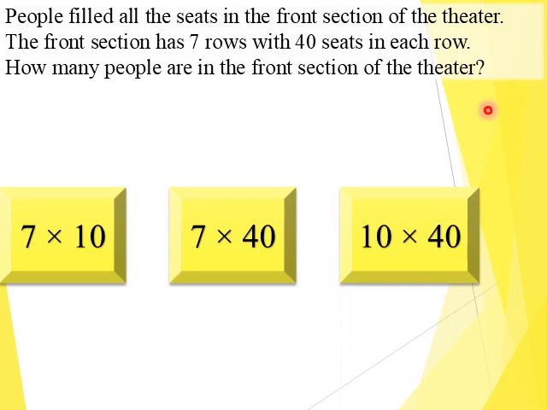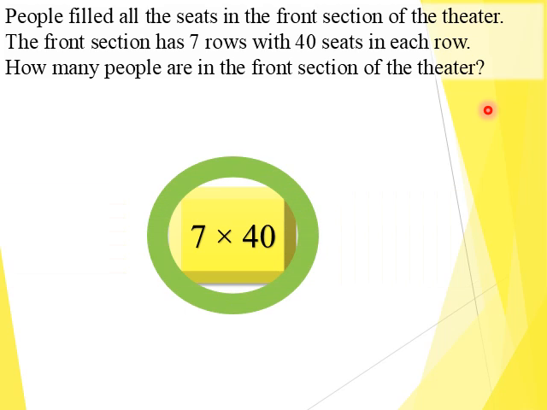What multiplication sentence do you need to solve to answer this question? That's right, it's 7 times 40. To find the total of 7 rows of 40 seats, you need to multiply 7 times 40. You can use a diagram to model the problem. And remember, 40 is a multiple of 10 because it has a 0 in the ones place. So we will use what we know about multiplying by 10 to solve 7 times 40.